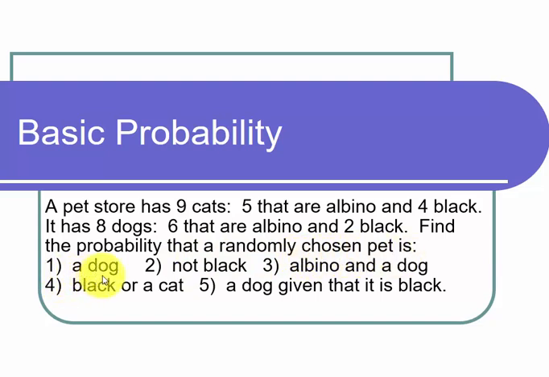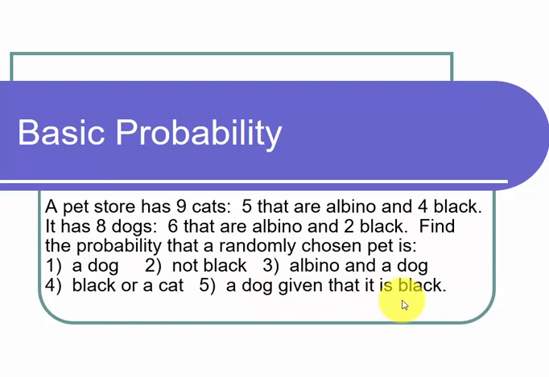A dog, 2. Not black, 3. Albino and a dog, 4. Black or a cat, and 5. A dog given that it is black.